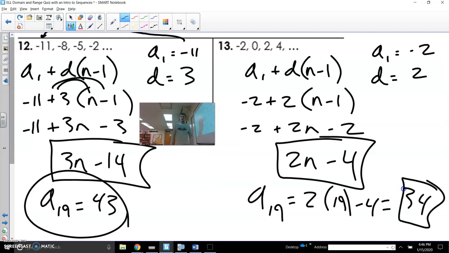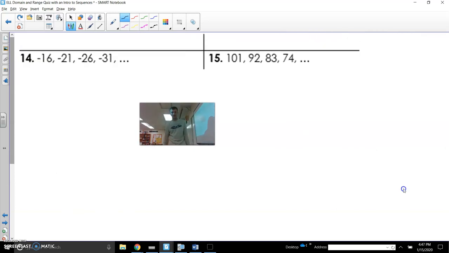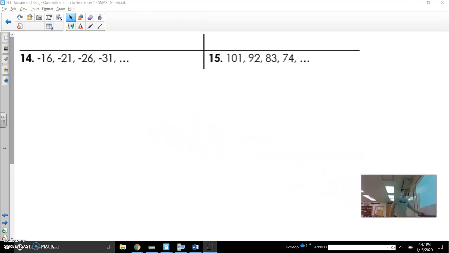So that saves us from having to add 2, like 19 times, till you get to 34. And that's kind of the purpose of what we're doing now. Let's try a few more.